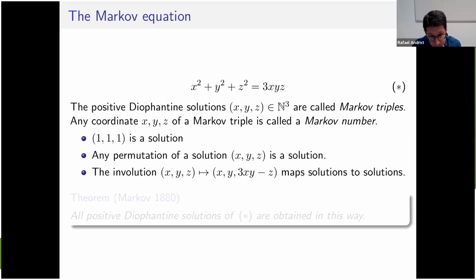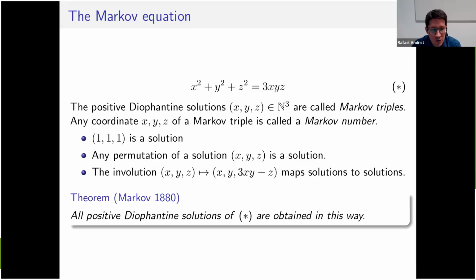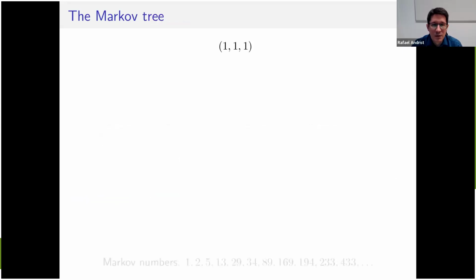And Markov actually did a lot more things with this equation, but in particular, he showed that all positive Diophantine solutions can be obtained in this way. And there is a way to organize this in a tree, which is nowadays called the Markov tree. So you start with the solution 1, 1, 1. Then you apply this involution. You get 1, 1, 2. Of course, if you apply the involution again, you just go back.